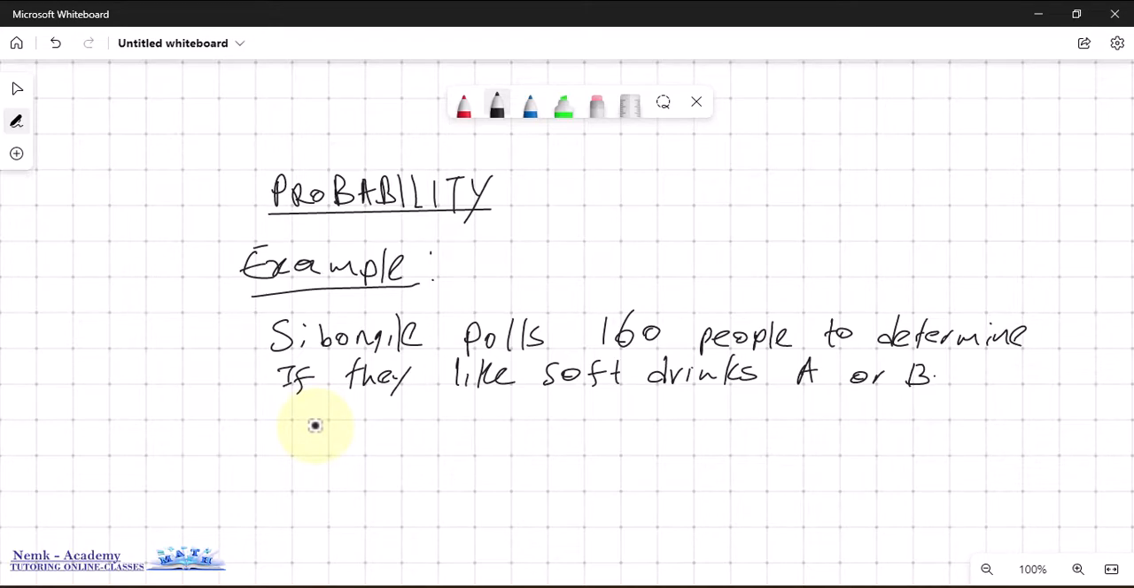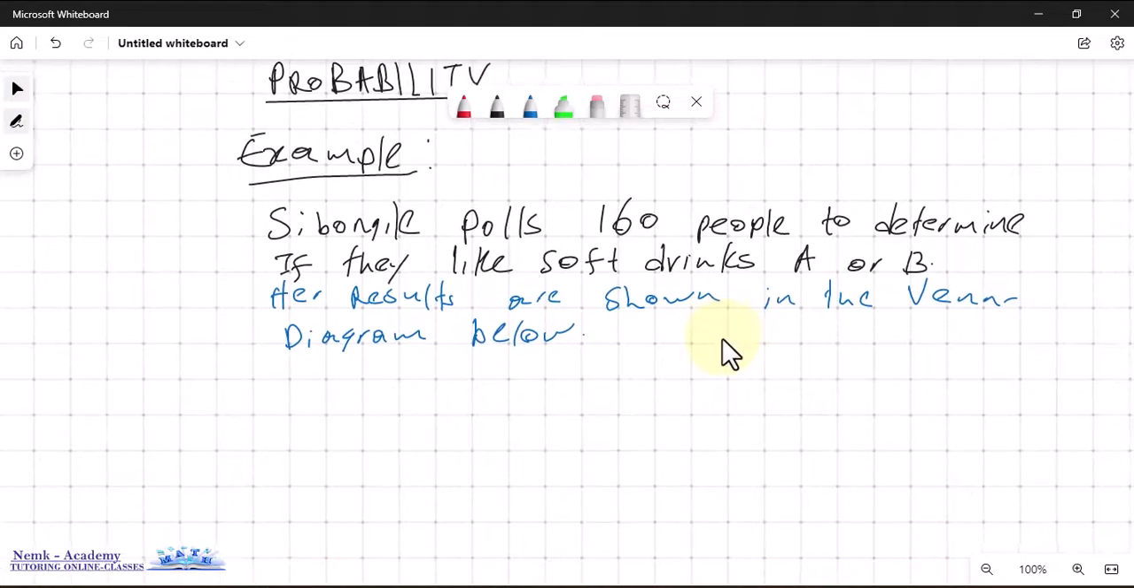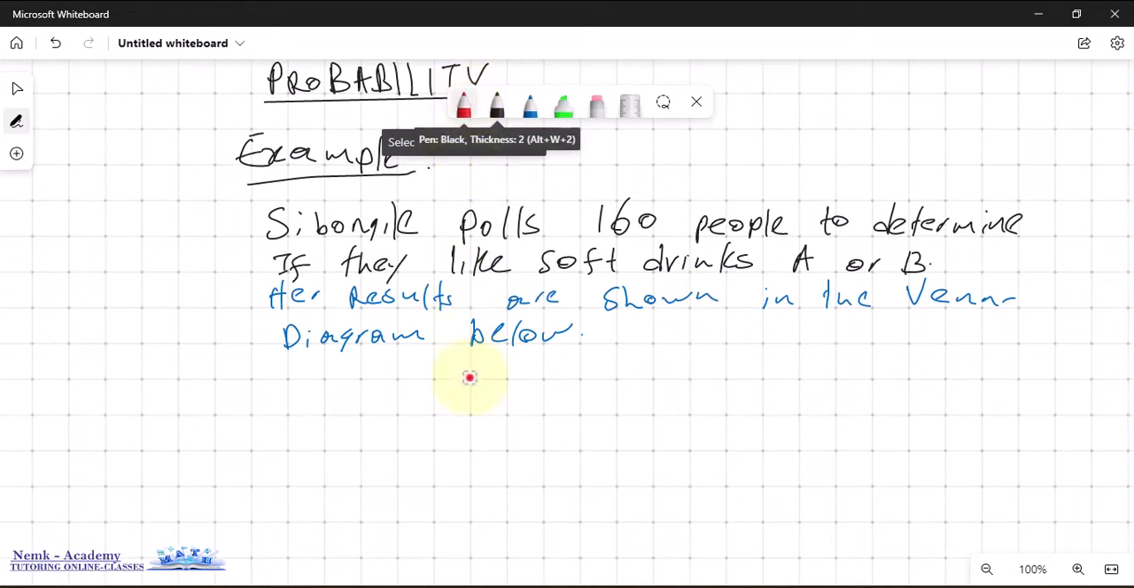Her results are shown in the Venn diagram below. So sometimes the Venn diagram will be thrown for us. It's not always that we'll have to draw the Venn diagram ourselves. So let's look at this Venn diagram.